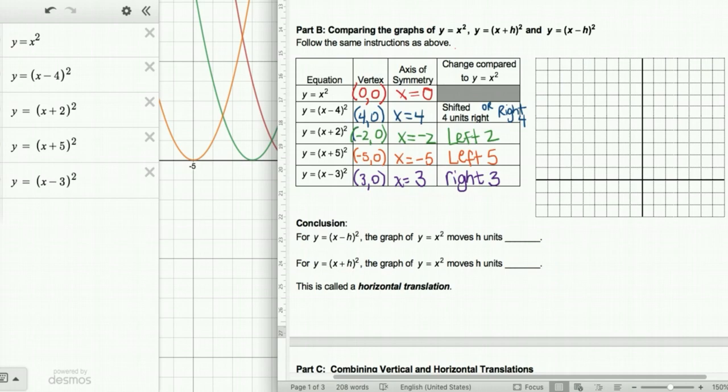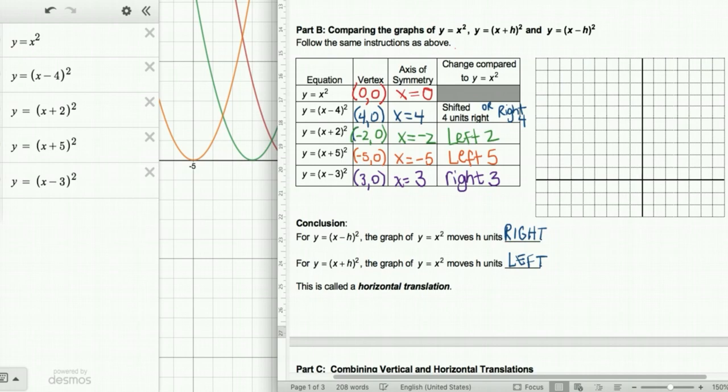Okay, so we can make a conclusion here. If the equation has this form where it's x minus h, you're going to move h units to the right. Just the opposite of what it looks like. And if it's x plus h, again in brackets, then you're going to move to the left by that many units. We call this a horizontal translation.